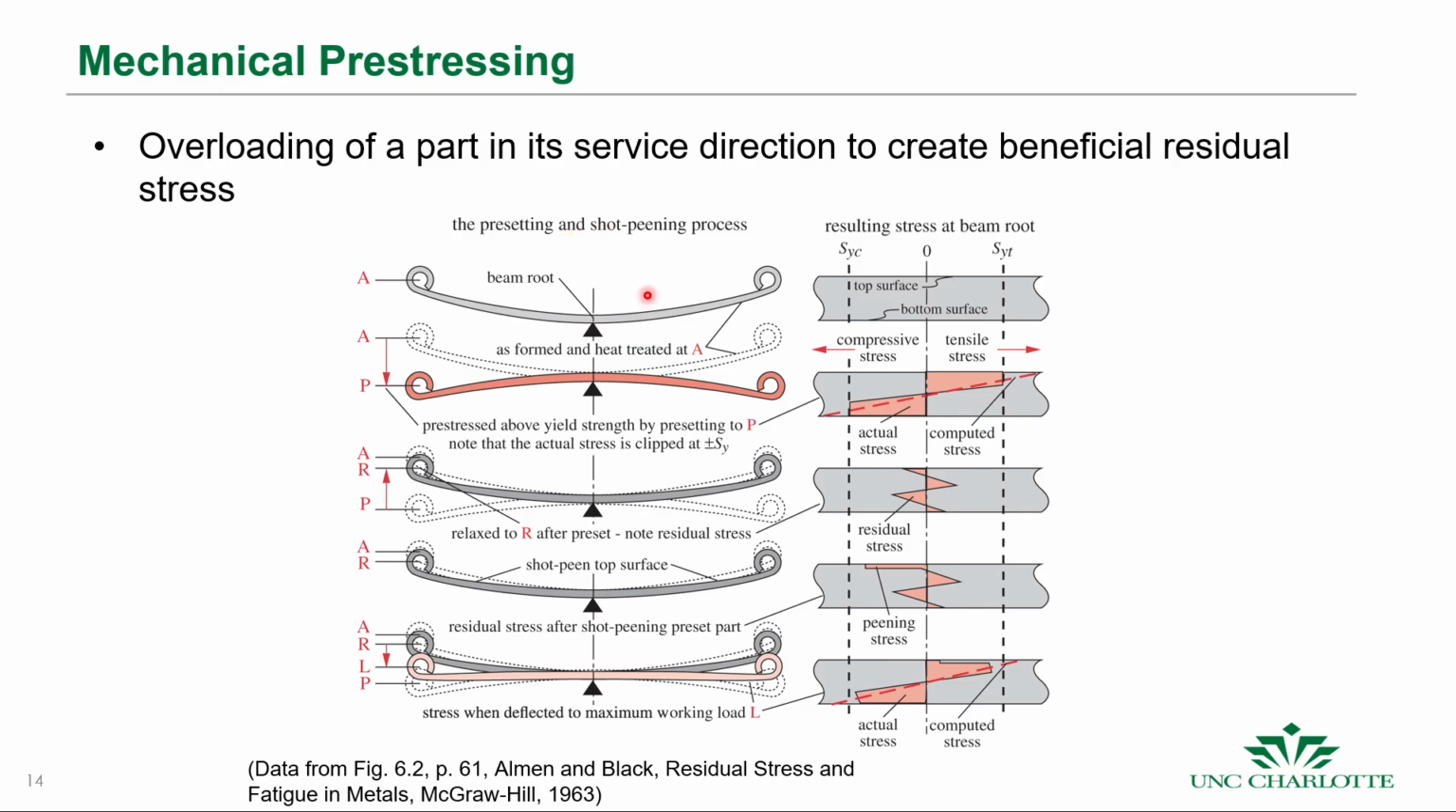So what's interesting is what we'll walk through here. This is the untreated leaf spring, and then it goes through these different processes to try to introduce these residual stresses. And this is the state of stress for each of the processes. Okay, so the first thing you do is you pre-stress above the yield strength, and this is called presetting. So it'll go up to the yield strength and then start to deform.